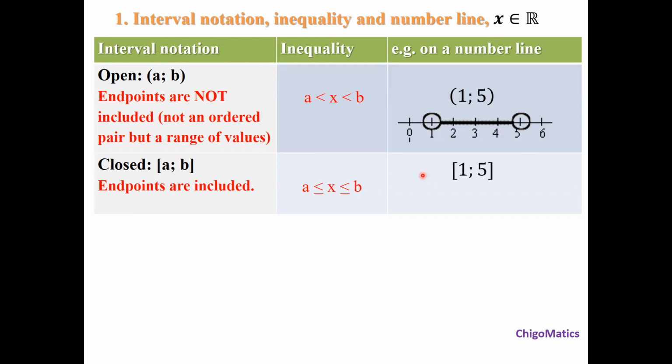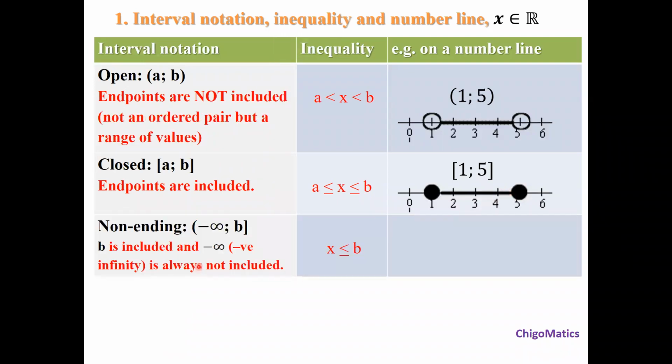So in a closed interval, using the closed interval notation, 1 and 5 are now included, but here they are excluded. Doing the same on the number line, we then shade at 1 and shade at 5 to show that 1 and 5 are part of the elements of the set in question, right?